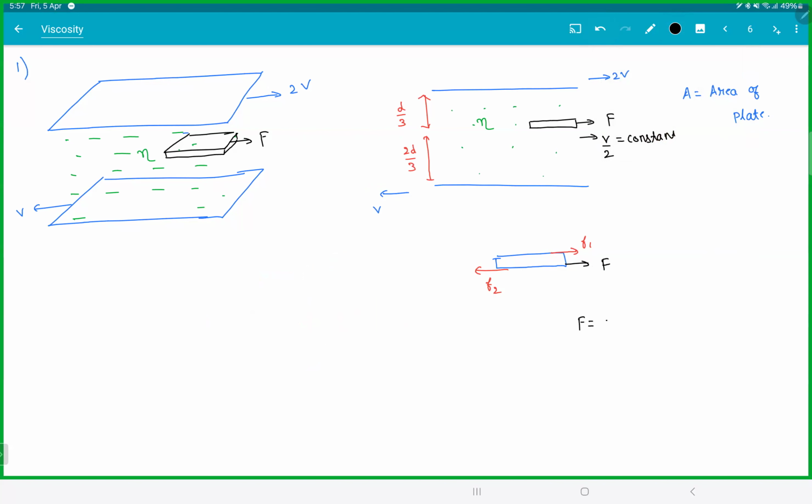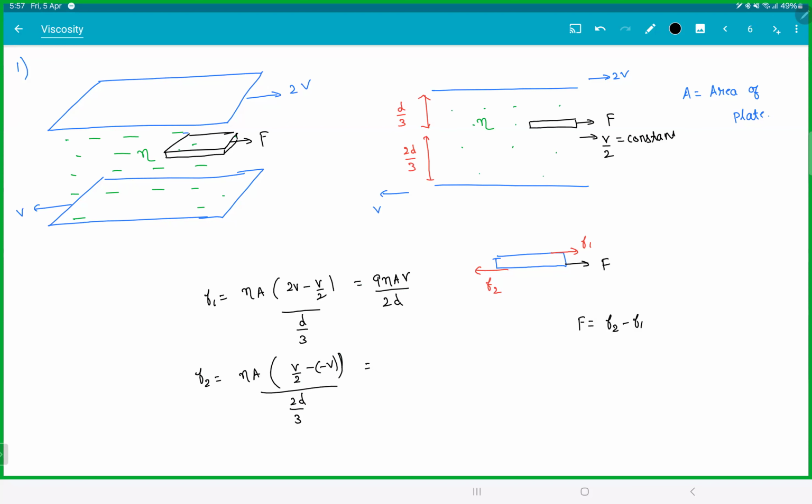Therefore, F is equal to F2 minus F1. And what is F1? F1 is eta times area times relative velocity (2V minus V by 2) divided by the distance between the layers, D by 3. That would be 3V by 2, so 9 eta AV by 2D. And for friction F2, it is eta A times relative velocity, which is V by 2 minus of minus V, divided by 2D by 3. Please check your signs.